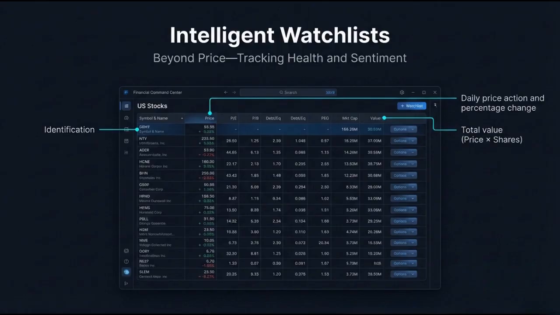Our intelligent watch lists go beyond simple price tracking. Monitor health and sentiment with key metrics like P/E and debt-to-equity ratios. This is pure analytics, not a portfolio.